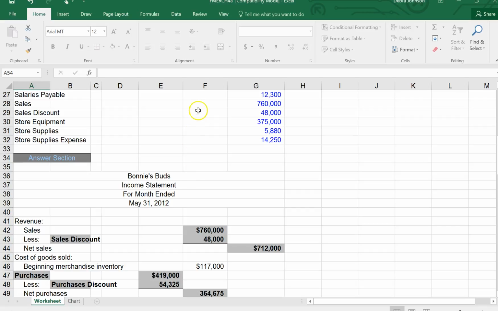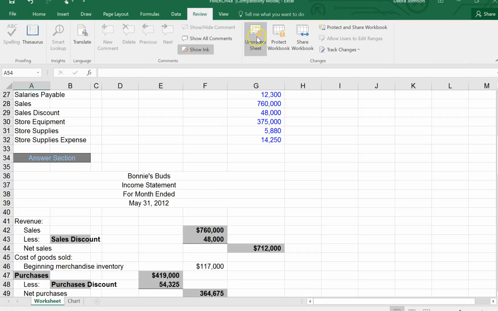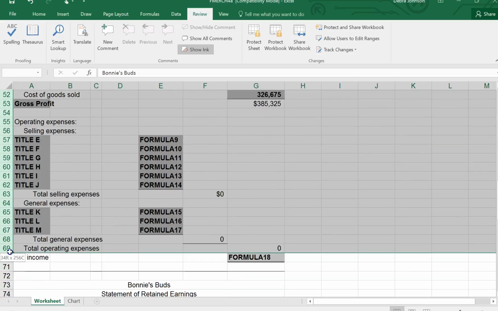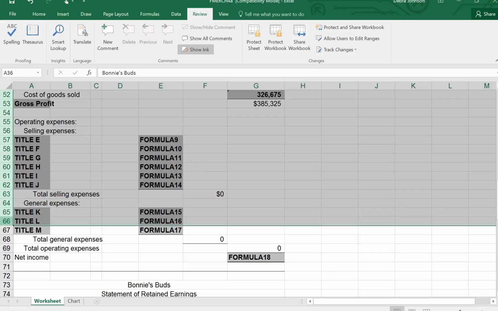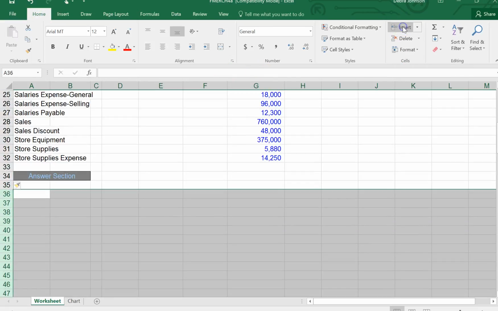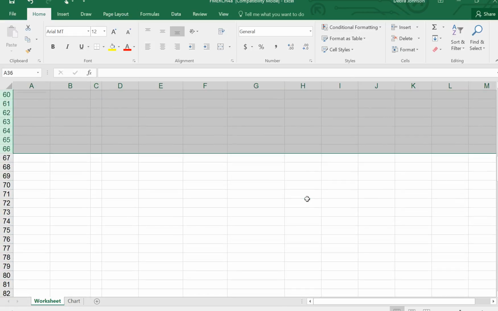So let's unprotect the worksheet. That's under the Review tab. Unprotect. And now, since the balance sheet's about 30 lines long, I'm going to create some space by highlighting about 30 lines. Okay, it doesn't have to be exact, just about 30 lines. Then I'm going to insert some rows, which you can do under the Home tab. Insert. So I've created space.